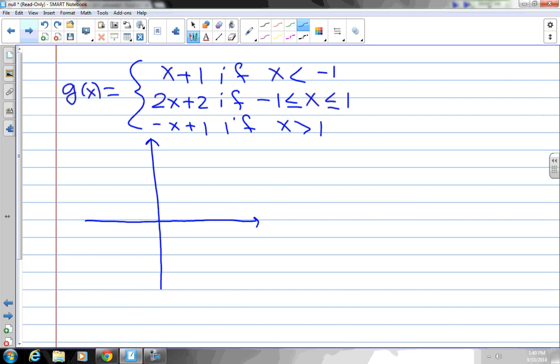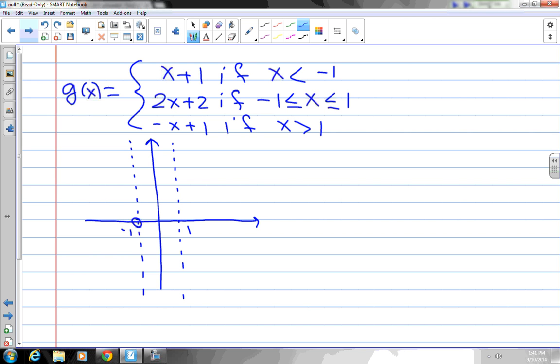So we have 2 thresholds, one at -1, one at +1. So this is where the values of the function are going to change. So the function itself is going to change. So let's try this first one, x plus 1. If I plug -1 in for x, what do I get? 0. So this function comes up all the way to this point, right?